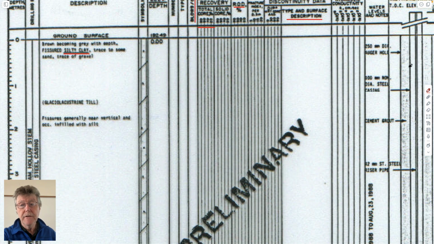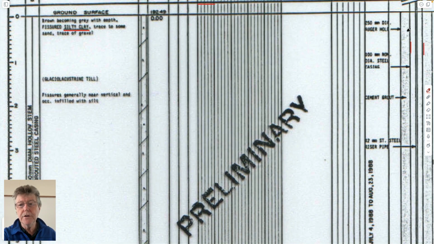So this has a casing going down. I guess this is one wall of the casing drawn in, the other wall of the casing going in. It goes down till you get to rock. It's grouted in place, so hydraulically it's sealed. And in this particular case, you have a standpipe piezometer.